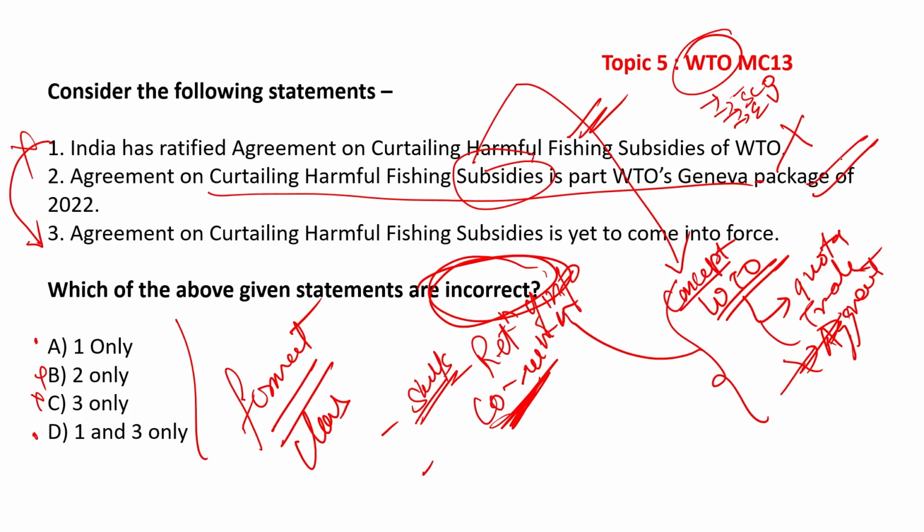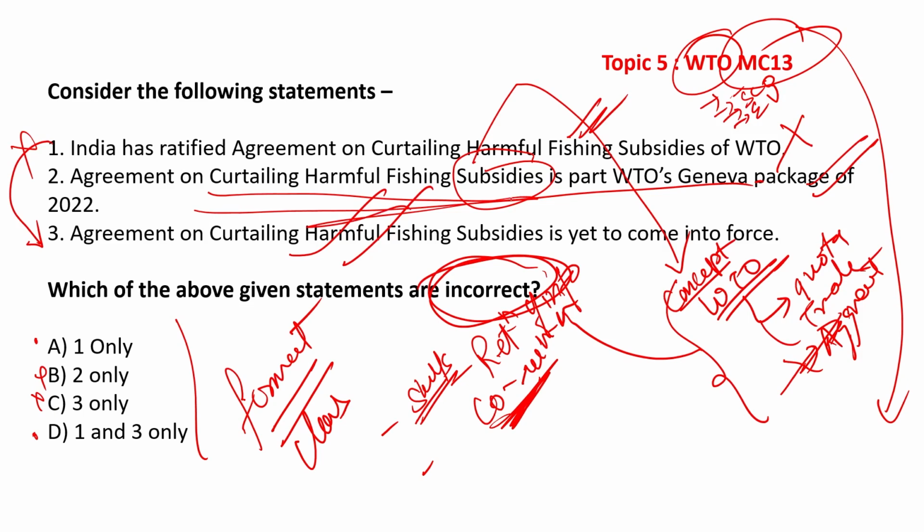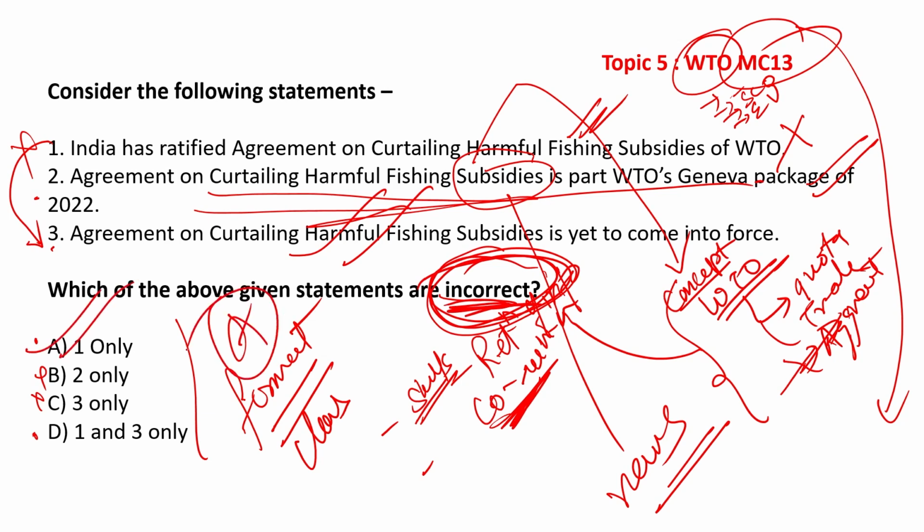Agreement on curtailing harmful fishing subsidies is yet to come in force. This statement is also correct. Basically, the agenda also reflects on these particular agreements. That is why they were in news. So these two statements are correct. The first one is incorrect. Remember the operative keyword here: it is talking about the incorrect statement. And hence, the option that we will mark is option A.